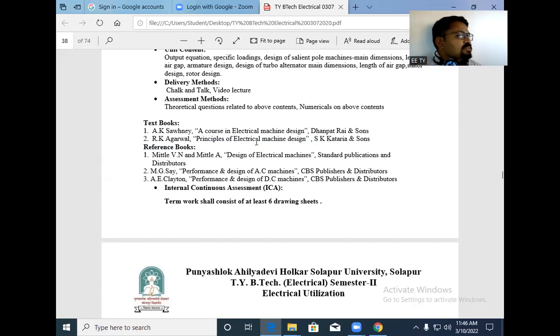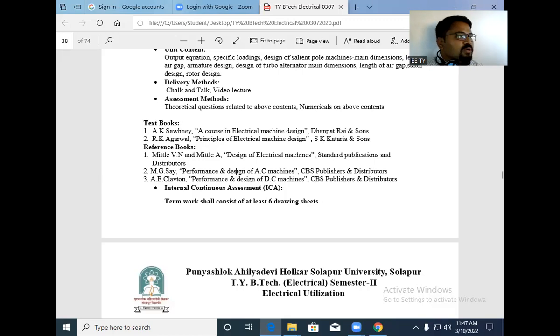If the theory exam is 70 marks, how many marks is the MCQ? 14 marks. 90% of MCQs from the previous 5-year question papers you will find in the book, that is nothing but R.K. Agarwal. Got it? So this book is very, very useful for problems and MCQs. But if you are going to learn the theory, the language of R.K. Agarwal is difficult for understanding. So for understanding theory, you can refer to A.K. Sawhney. And for problem practice, you can refer to R.K. Agarwal. Okay? These two books are available.